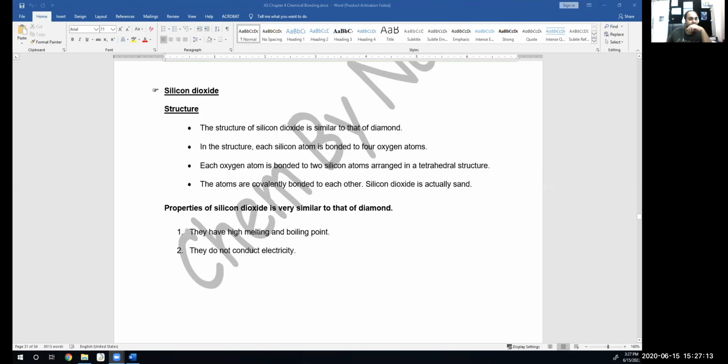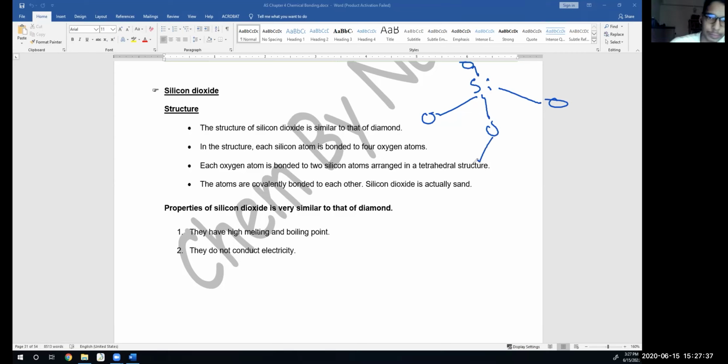So silicon dioxide has a shape similar to that of diamond. Each silicon is bonded to 4 oxygens, and each oxygen is bonded to 2 silicon. A pointer is the most important. Each silicon atom is bonded to 4 oxygen. Each oxygen atom is bonded to 2 silicon atoms, which are arranged tetrahedrally. Done, everyone? Yes, sir.